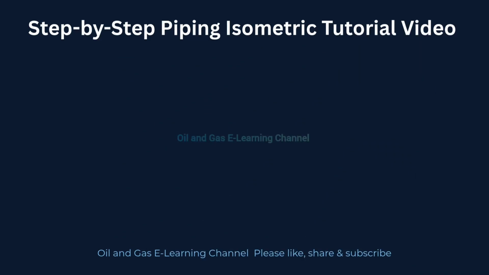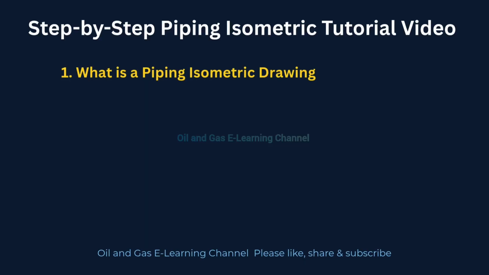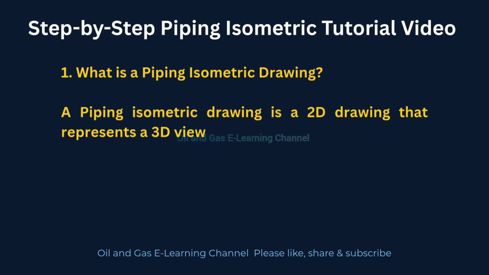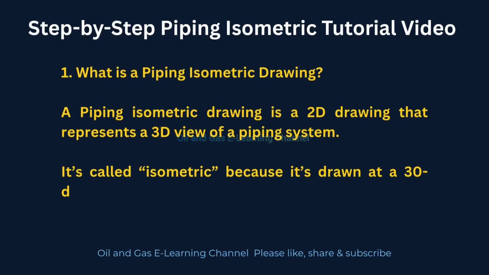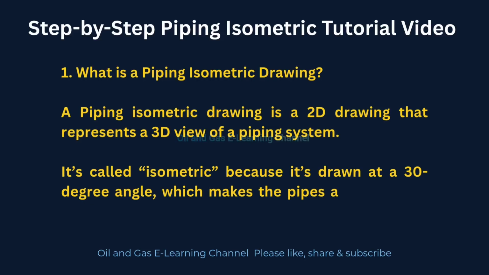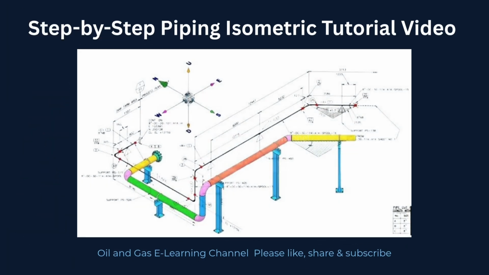So, let's get started. What is a piping isometric drawing? A piping isometric drawing is a 2D drawing that represents a 3D view of a piping system. It is called isometric because it is drawn at a 30-degree angle, which makes the pipes appear three-dimensional on paper. These drawings are extremely important in the oil and gas industry. In piping work, isometric drawings are often called the Bible for fabricators because they contain everything needed to fabricate and install a piping system. Here's why they are so important.